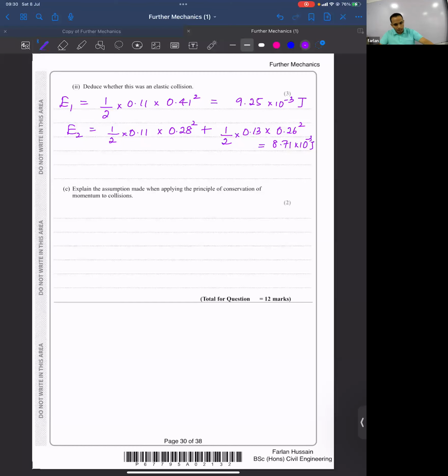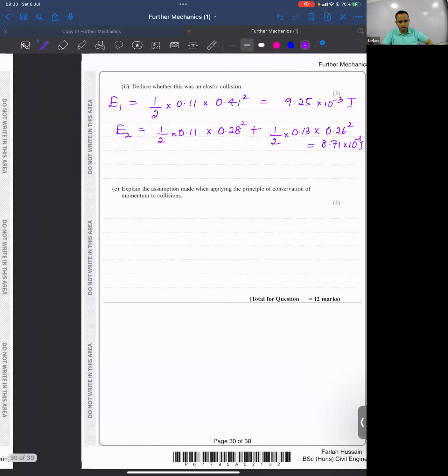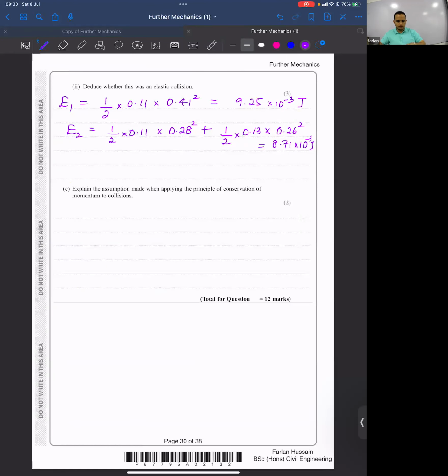So here, when you have applied the conservation of linear momentum, what is the assumption that you have made? It is a closed system, and there are no external forces acting on the objects. Yeah, that's enough.